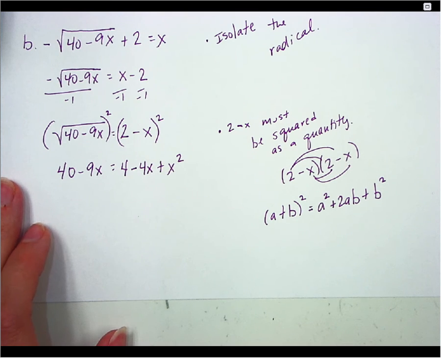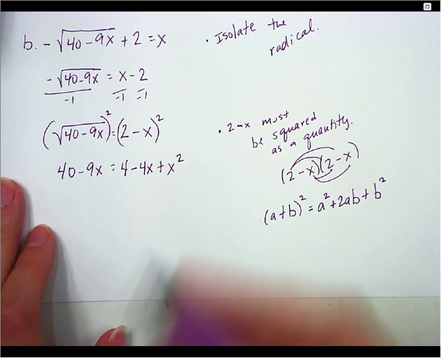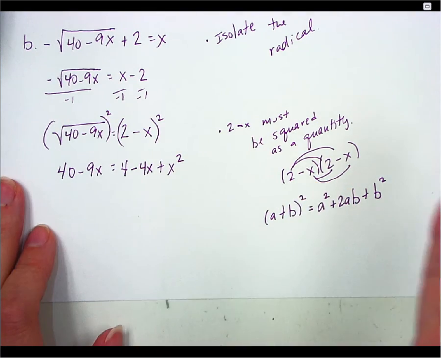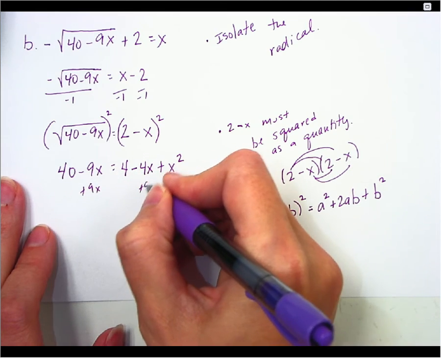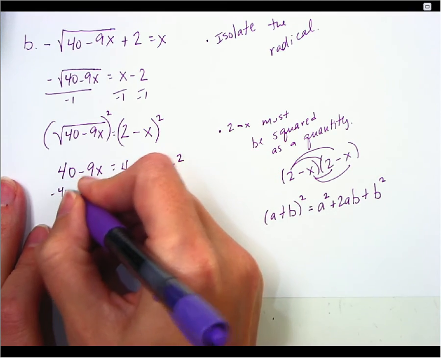Okay, so we don't have a radical equation anymore, but we have a quadratic equation. To solve a quadratic equation, most of the time we're going to get everything on one side and see if it will factor. So I'm just going to move everything to the right side. I'll add the 9x to the negative 4x. I'll subtract 40.